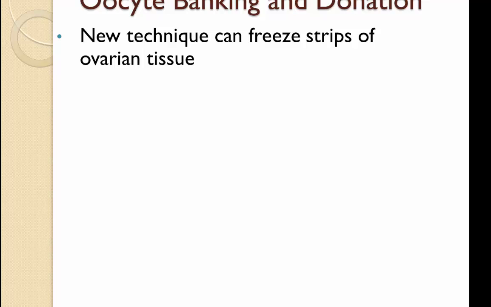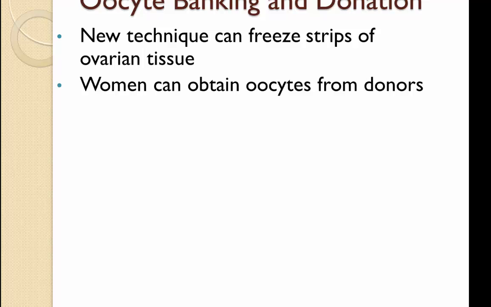And some more about banking. New techniques are being taken every day where you can freeze strips of the ovarian tissue. Women can obtain oocytes from donors. Say you are a woman who maybe went through chemotherapy and didn't think about freezing your eggs. There are women who have donated their eggs to an oocyte bank similar to a sperm bank, and you can use another woman's eggs.